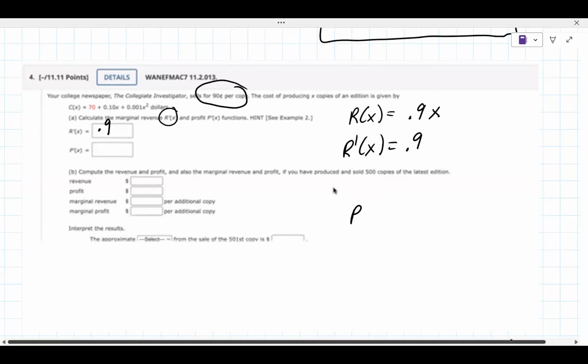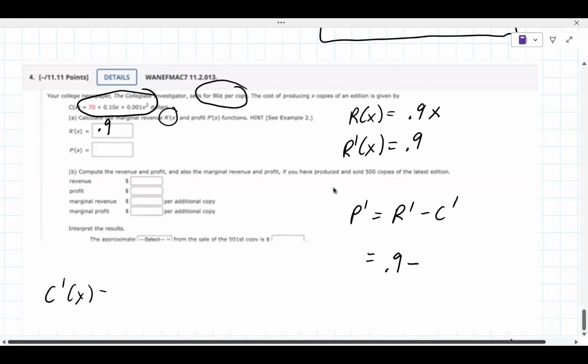Now P prime is R prime minus C prime. R prime is 0.9 minus. Now we don't have C prime. So C prime you have to get from up here. That's where we have to take the derivative. C prime of X is 0.1 plus 0.002X.